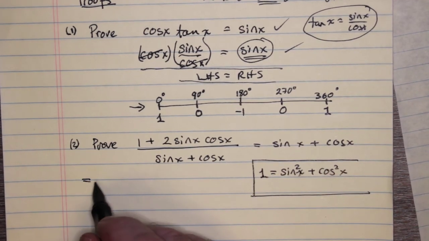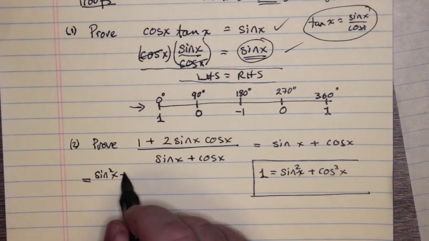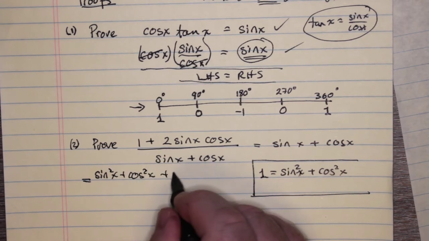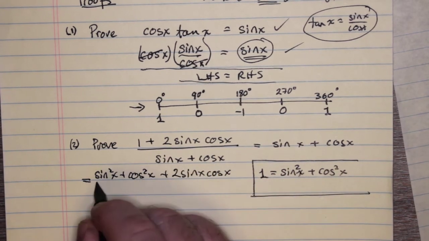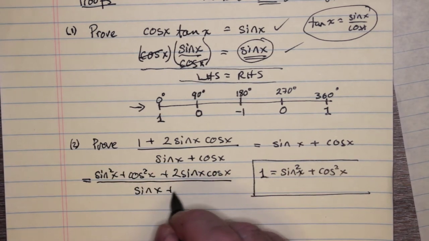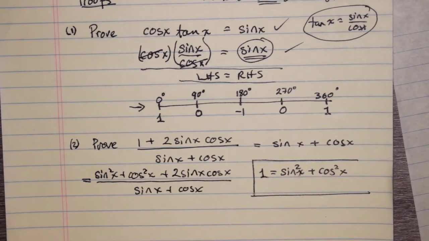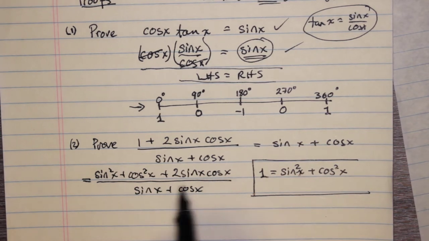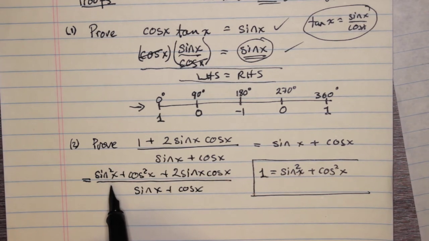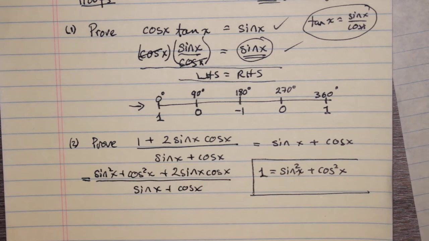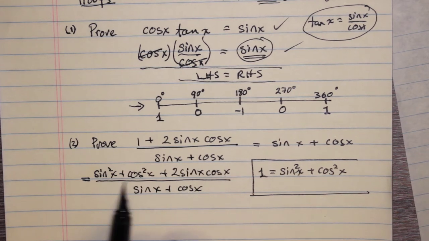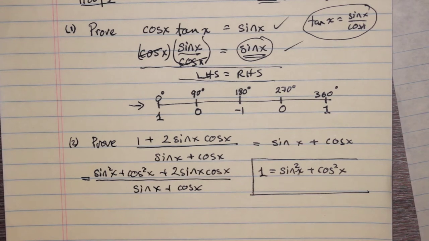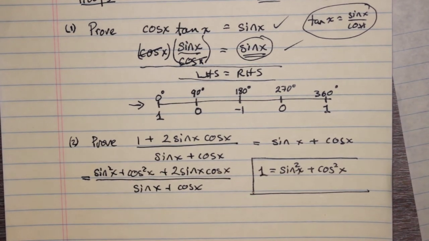Here's a really cool problem here. So we get sine squared x plus cos squared x, that used to be 1, plus 2 sine x cos x over sine x plus cos x. Now, you may not find it easy to see this, but that is a quadratic. In fact, it's not a quadratic in the polynomial sense, but it certainly has that feel of a quadratic. You have a squared term here, another squared term here, and something that's twice the square root of those things that are squared. And that looks like the formula for a perfect square, which is rather remarkable.